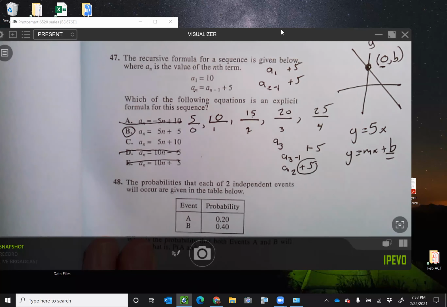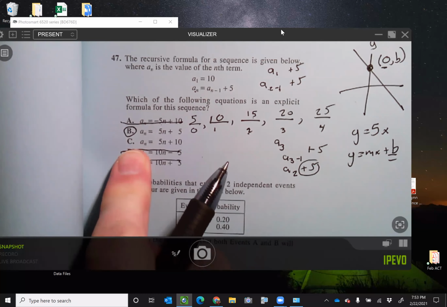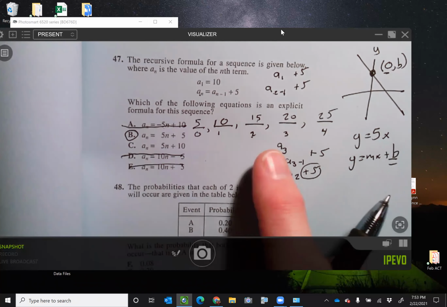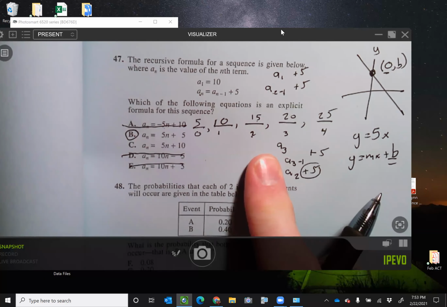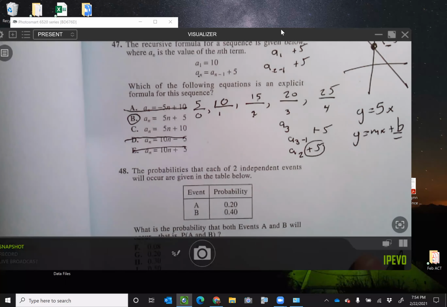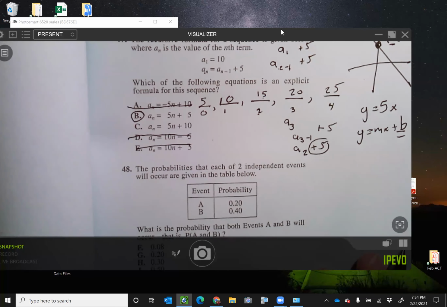On this test, letter C was the most frequent one people picked if they didn't get letter B correct. Kind of a stinker, but again, towards the end of the test, right? So we should know that they're going to have some tough ones in there.